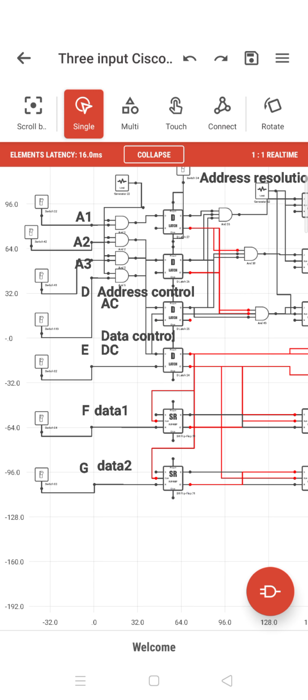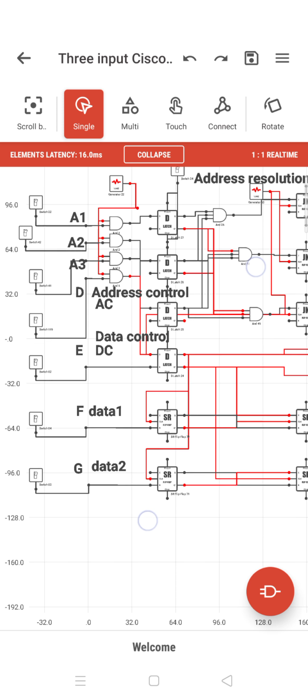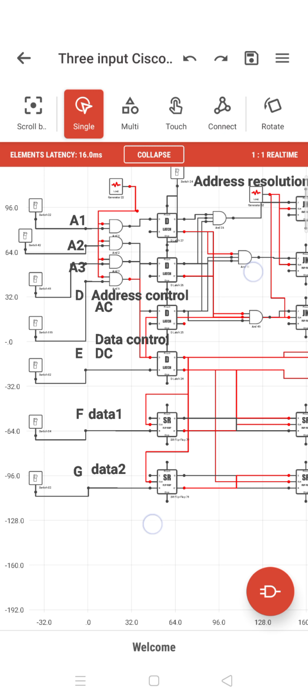Then you have a data control line, and then you have data 1 and data 2, two data lines. So first you have a set of address lines, then an address control line, the data control line, and the data lines. These are the basic concepts of any input or output that comes in.